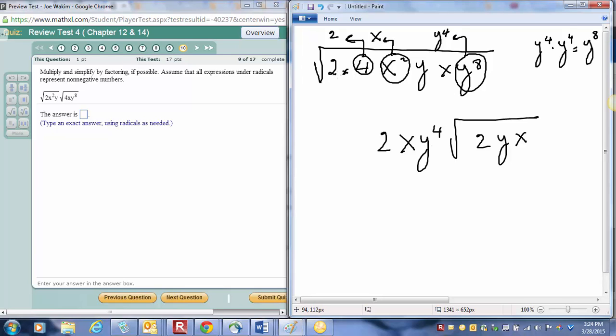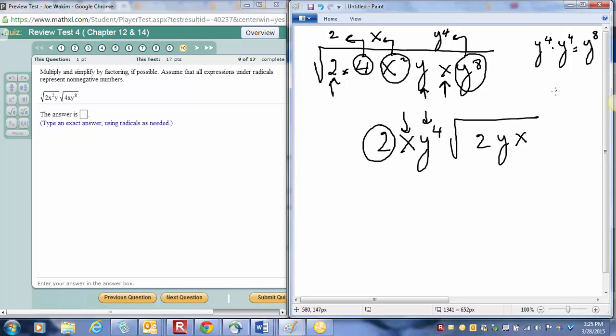So again, 2 is not a perfect square, will stay inside the radical. Y is not a perfect square, will stay. X is not a perfect square, will stay inside the radical. But 4 is a perfect square, will come out as 2. X squared is a perfect square, will come out as x. Y8 is a perfect square, will come out as y4. And y8 is a perfect square because y4 times y4 is y8.